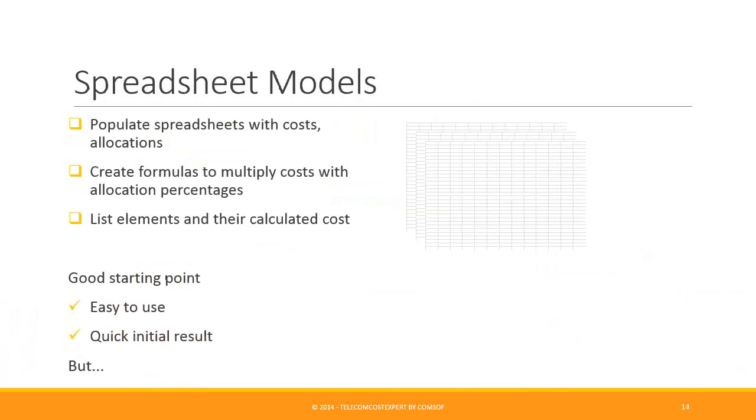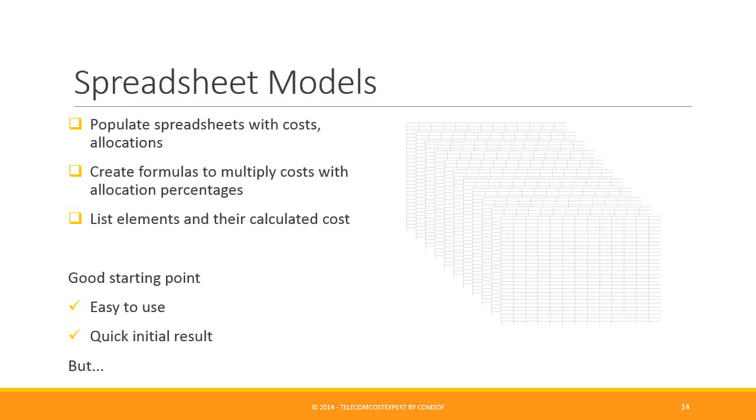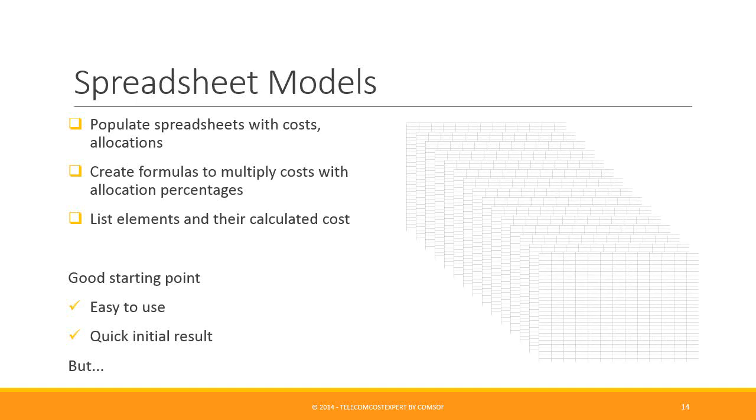So if you look at a number of our clients and the historical trajectory that they went through in the last few years, then a typical starting point is having the first version of a cost model in spreadsheets. So in the Microsoft Excel platform, it's possible to put a lot of costs and allocations. You can create formulas and allocation percentages and have a first view of what the costing model is and derive from some factors. So in terms of a starting point, that's good. It's easy to use. You can have an initial result quite quickly and so on.